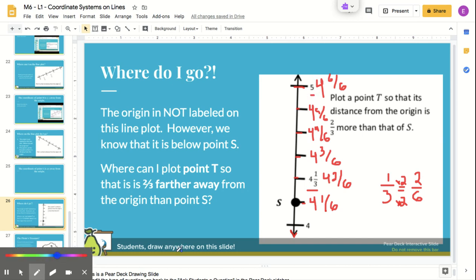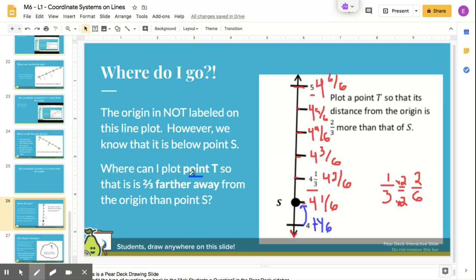Now that all my tick marks are labeled, I know that my origin is farther down this plot. I know the increment from which each tick mark moves. Every time I move up, I'm adding 1/6. I can now answer my question.